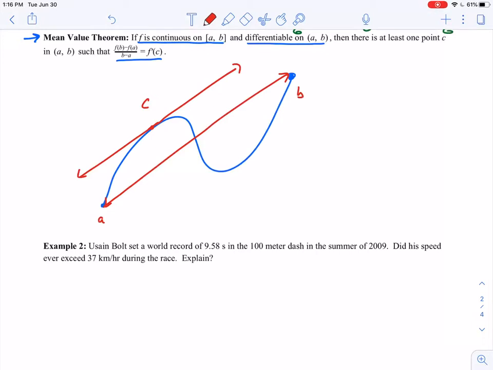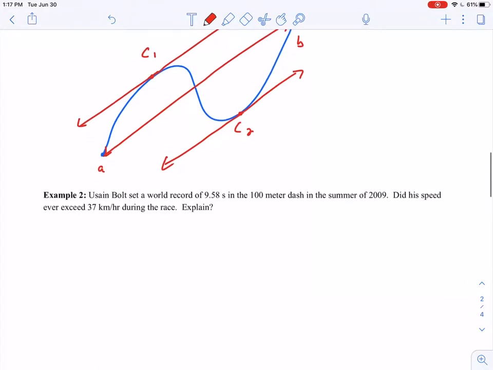And again, you may have more than one. In this case, we actually have another one probably right about here. If we were to sketch in the tangent line, we would actually have a second. So this is maybe c1, and this is c2. So there is at least one point where the instantaneous rate of change, or the slope of the tangent line, is equal to the slope of the secant line between a and b. So this can lead to some really interesting problems.